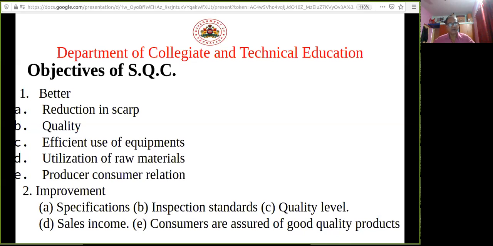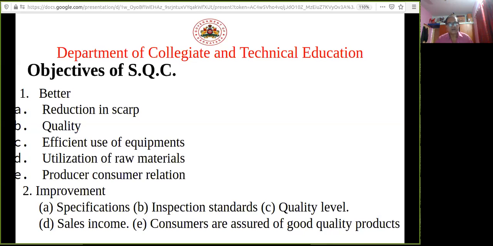Then the fourth point, the utilization of the raw material. In the statistical quality control process, when the raw material comes, there will be inspection of the raw material. During mass production, it is the duty of the producers to give better quality raw materials so that quality products can be obtained. That's why we are using proper raw materials, and I can say it is better utilization of the raw material.